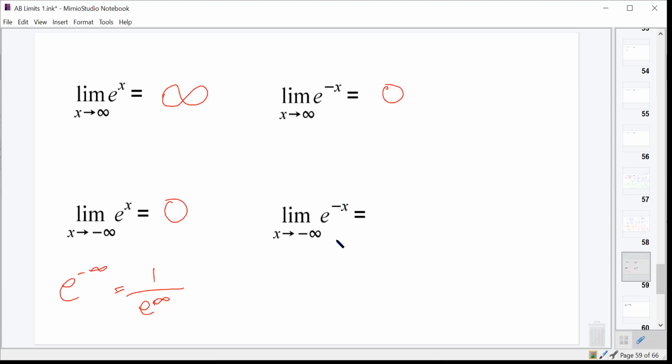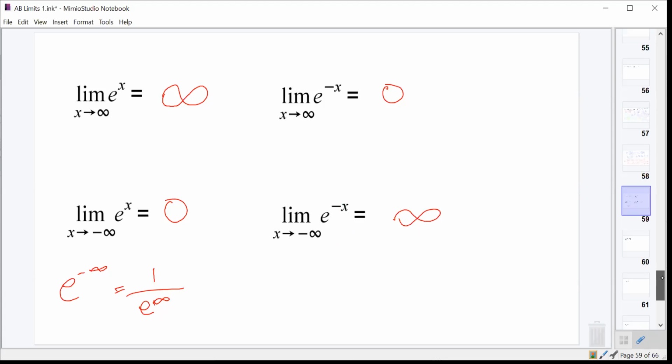And then what about this one? Last one here. Ought to be infinity. All right, so we're going to use these 4 limits that we now know, that we should basically be able to remember based on the graphs, I hope.